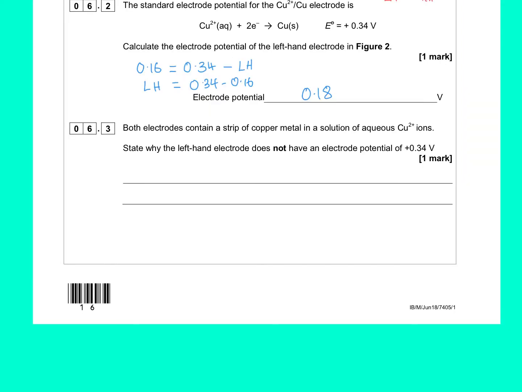Okay, it says both electrodes contain a strip of copper metal. State why the left-hand electrode does not have an electrode potential of 0.34. Well, because it doesn't have 1 molar solution. So the standard electrode potential of 0.34 is only when we use a concentration of 1 mole per decimetre cubed.